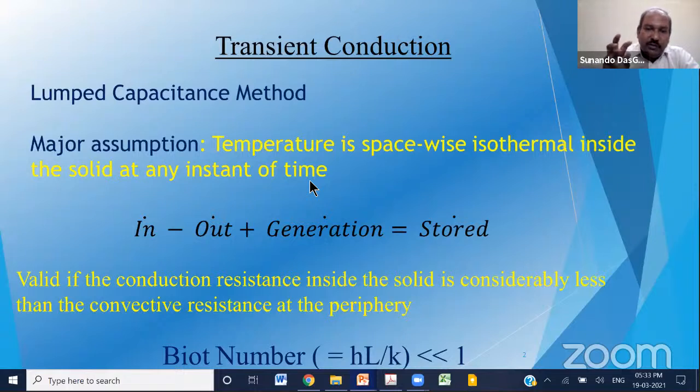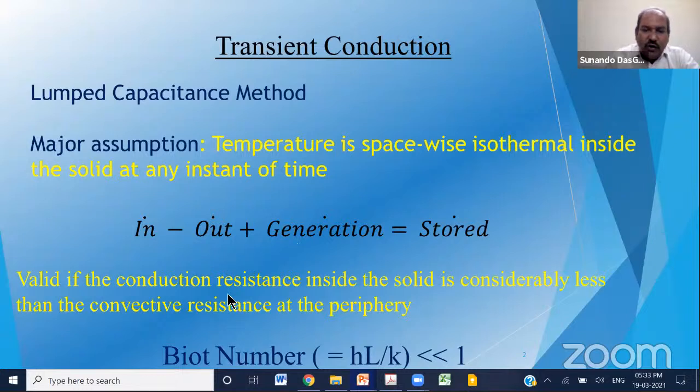So if you have a solid ball which is at 90 degrees and you put it in water which is at 30 degrees, the temperature of the solid ball will keep on decreasing. The variation of temperature of the ball, if lumped capacitance is valid, is going to be a function only of time. So temperature could be 90 at one instant, after a few seconds it could be 80 and then 70 and so on. But the entire ball is going to be at 70 at that specific instant of time.